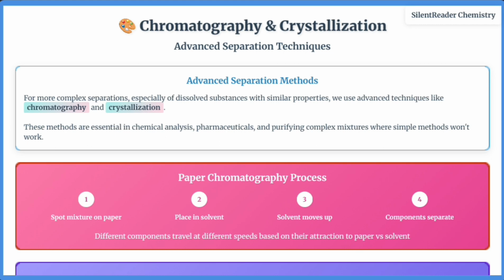Sublimation involves solid directly turning to gas and back, used for purifying iodine and camphor. These methods are essential in forensic science, pharmaceuticals, food industry, and research.